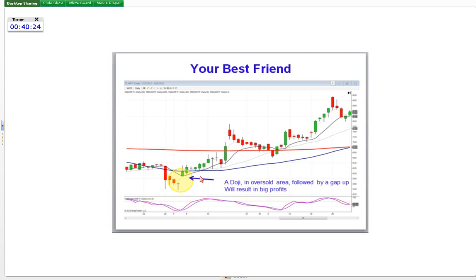So if you're using the Doji, this is what we call your best friend. A Doji in an oversold condition, and my oversold condition is stochastics. I use stochastics of 12, 3, 3. If it's above 80, it's overbought. If it's below 20, it's oversold. So the Japanese rice traders have a very simple philosophy.